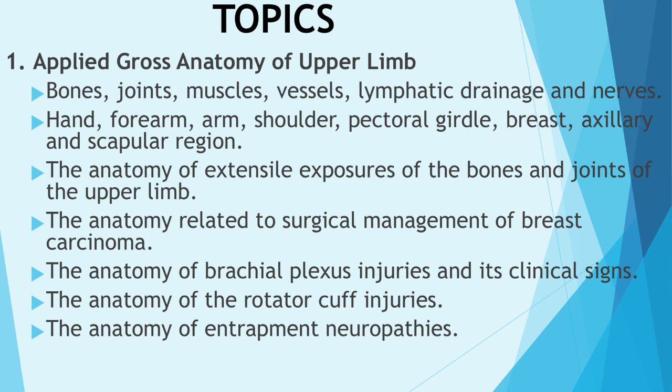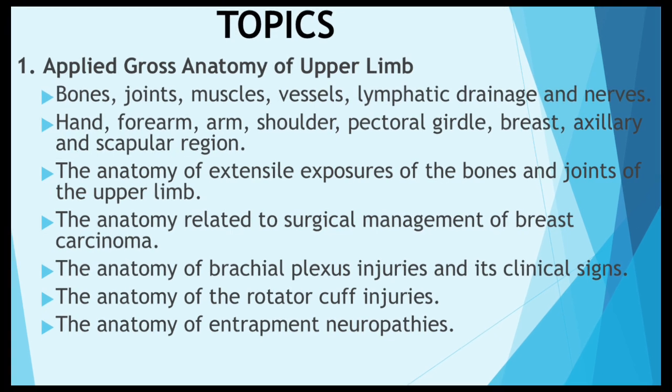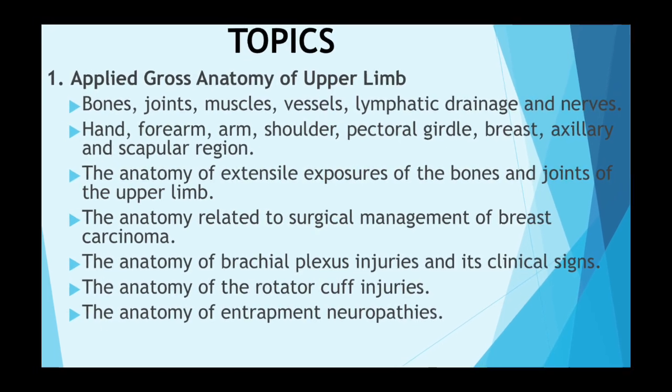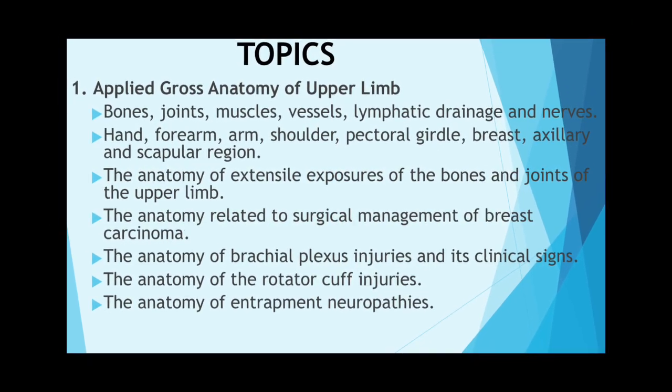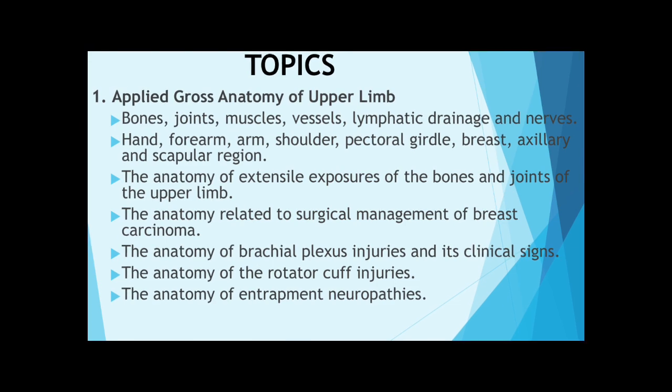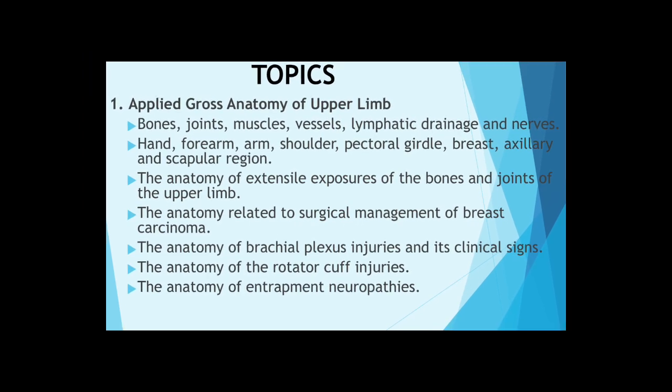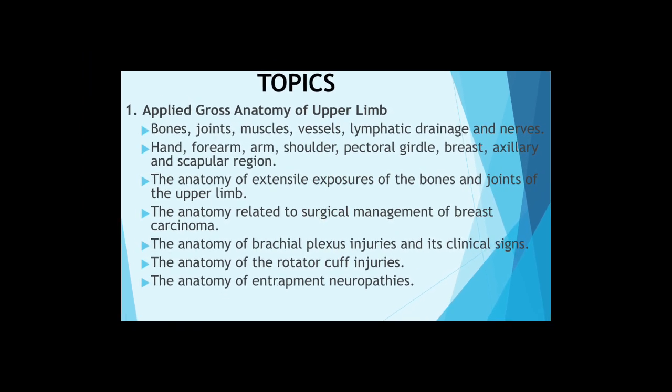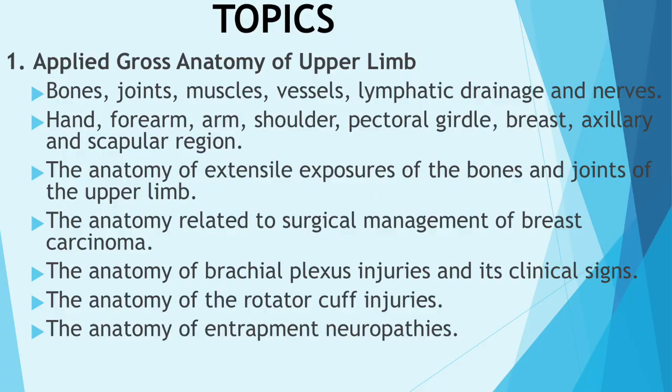1. Applied gross anatomy of the upper limb. They need to revise the bones, the joints, muscles, vessels, the lymphatics, and the nerves. They need to also revise the anatomy of the hand, the forearm, arm, shoulder, pectoral girdle, breast, the axillary and scapular regions. The students should be taught the anatomy of extensile exposures of the bones and joints of the upper limb.